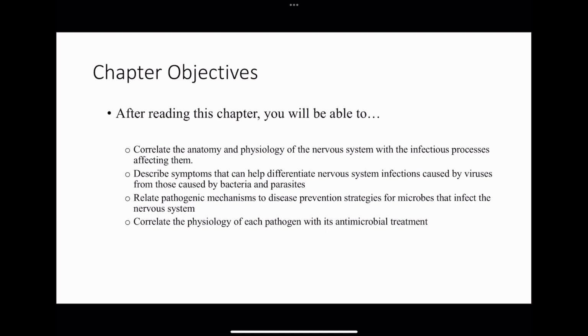You will also be able to relate pathogenic mechanisms to disease prevention strategies for microbes that infect the nervous system. And the last chapter objective is being able to correlate the physiology of each pathogen with its antimicrobial treatment.